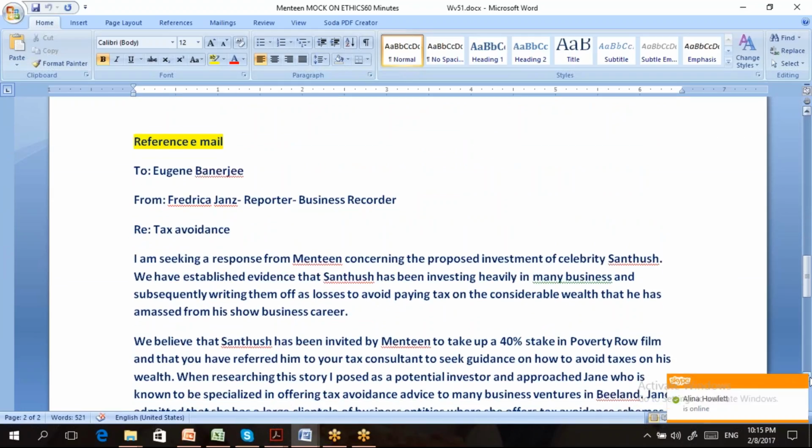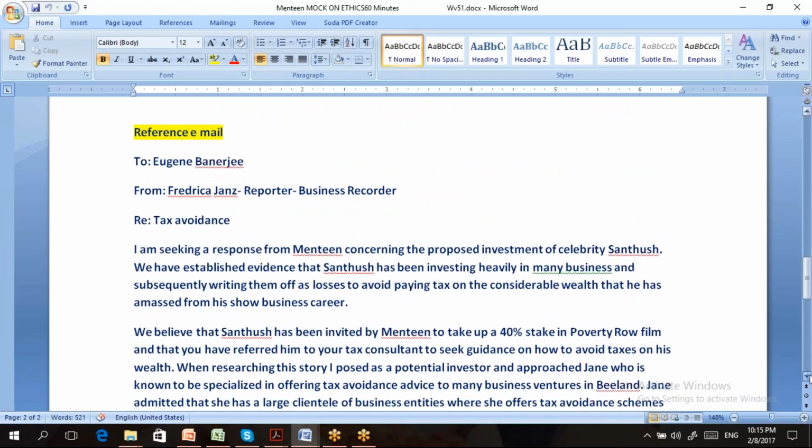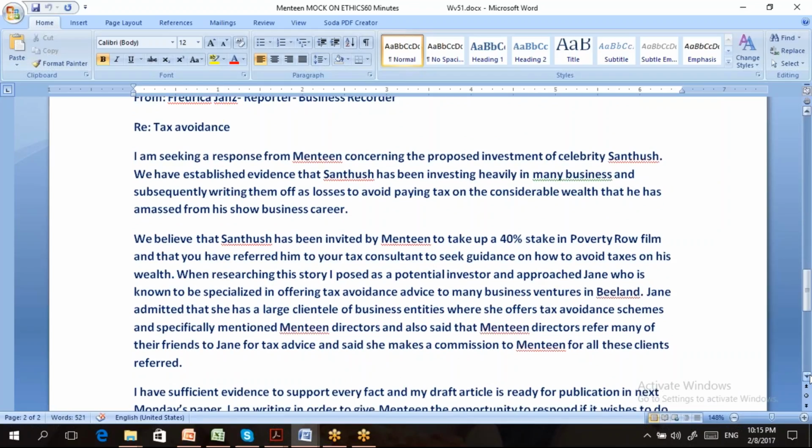So this is what Eugene has got from Frederica Dance, the Business Recorder. Remember that's a paper in that country. And here she's writing, I'm seeking a response from Maintain concerning the proposed investment of celebrity Santosh. We have established evidence that Santosh has been investing heavily in many businesses and subsequently writing them off as losses to avoid paying tax on the considerable wealth that he has amassed from his show business career.